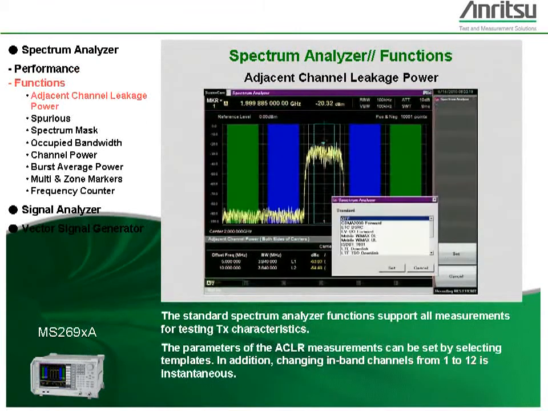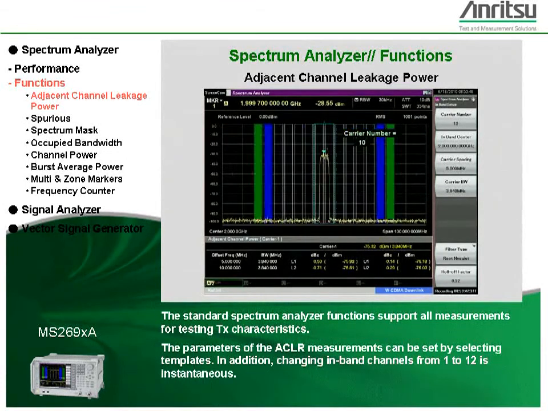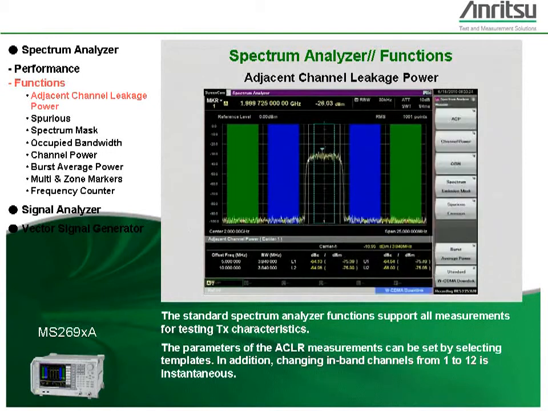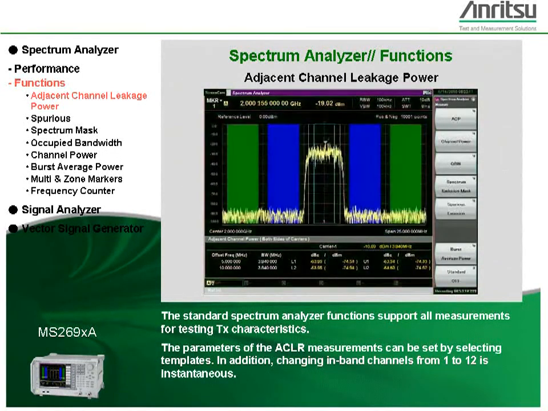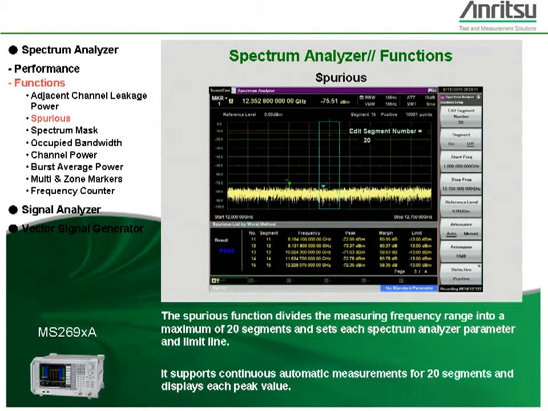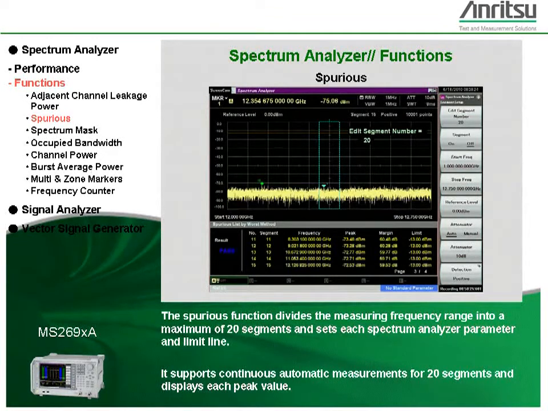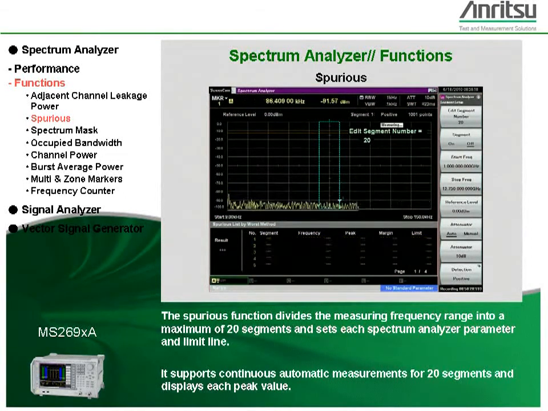The standard spectrum analyzer functions support all measurements for testing transmitter characteristics. The parameters of the ACLR measurements can be set by selecting templates. In addition, changing in-band channels from 1 to 12 is instantaneous. The spurious function divides the measuring frequency range into a maximum of 20 segments and sets each spectrum analyzer parameter and limit line. It supports continuous automatic measurements for 20 segments and displays each peak value.